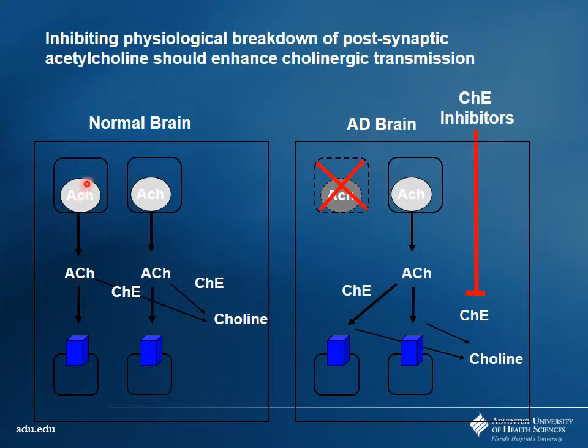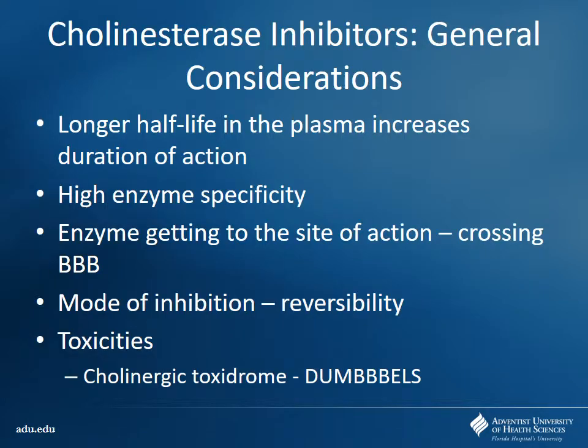So again, if you imagine a normal brain releasing acetylcholine onto these neurons, cholinesterase breaking down to choline where it can be recycled, versus if we're breaking down these neurons here, they're not going to be able to release as much acetylcholine. The idea here is by giving a cholinesterase inhibitor, you keep more acetylcholine in the synapse, better memory, less memory impairment occurring, hopefully helping to reduce some of those symptoms.